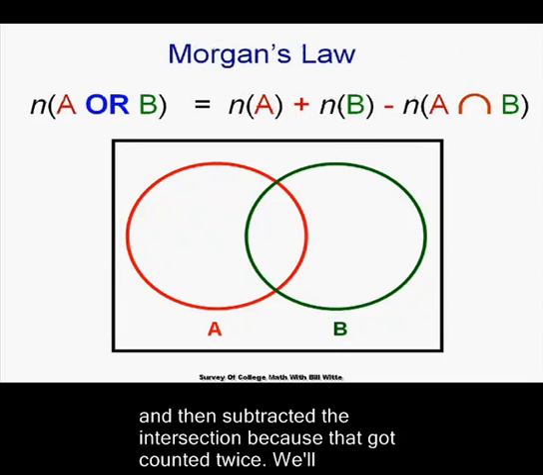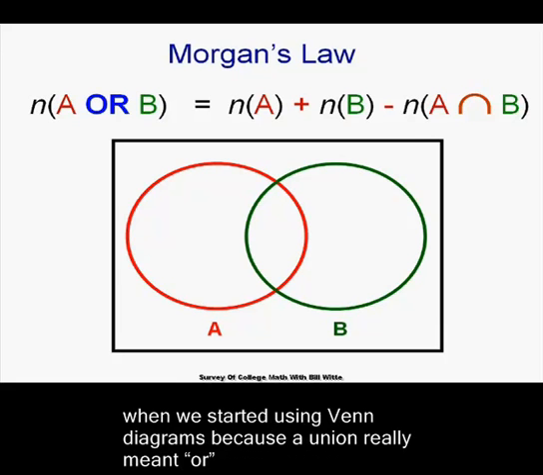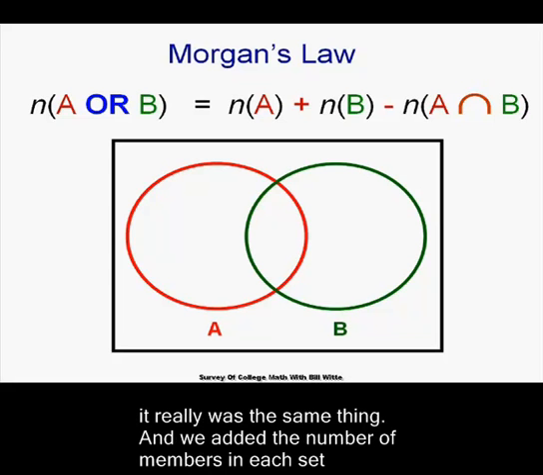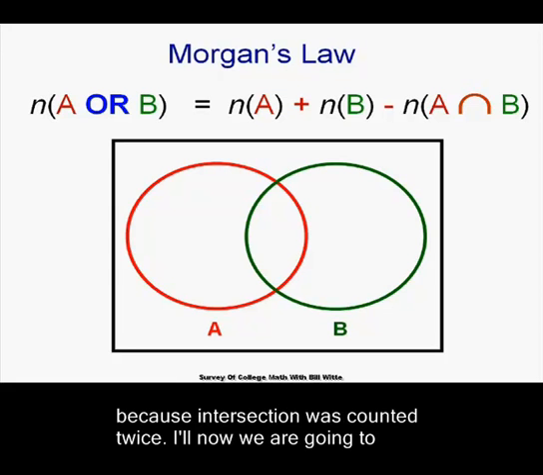Well, then, remember we basically used the same thing. We just called it something different. We called it De Morgan's Law when we started using Venn diagrams, because a union really meant or, and it really was the same thing. We added the number of members in each set, and we could get the union, and subtracted out the intersection, because the intersection was counted twice.